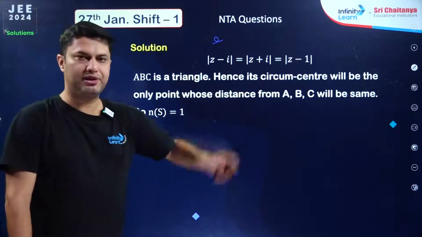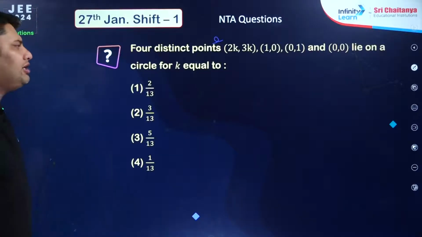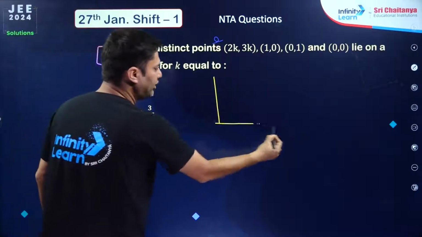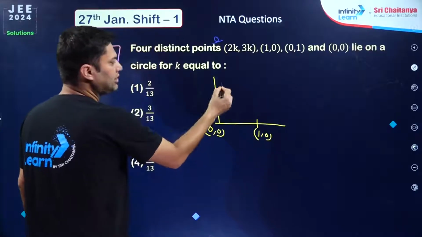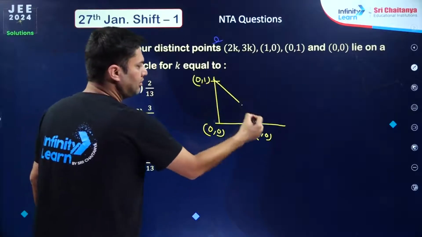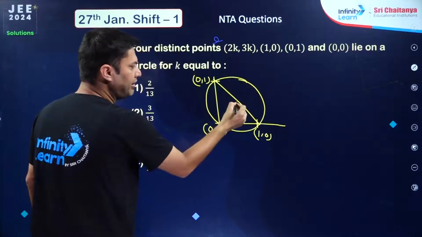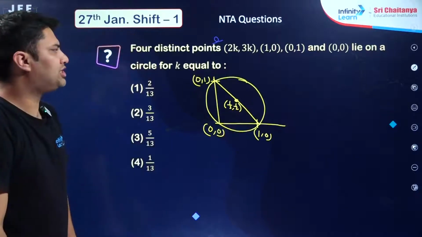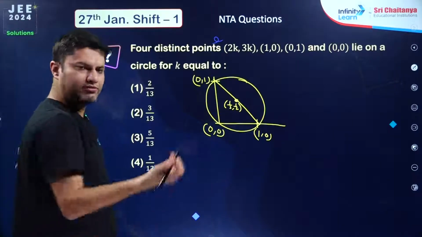Four distinct points are lying on a circle, then find the value of k. So 4 points are lying on a circle. If you draw the diagram, this is (0, 0), this is (1, 0), and this is (0, 1). This is a right angle triangle, so the circumcircle will be something like this, and this is the diameter. So this is the center, half, half. So 4 distinct points lie on a circle. Okay, so can you find the equation of this circle? Yes, we can easily find it.